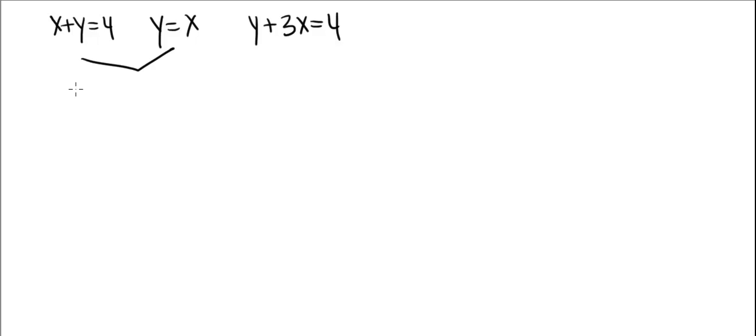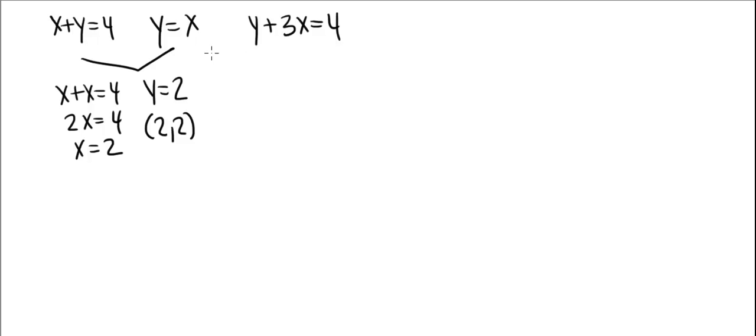We're going to replace y with x in the first line, so x plus x becomes 4. 2x equals 4, and that means x equals 2. Plugging back into the second line or the first line, 2 for x, y also equals 2. So we have a point of intersection that is (2, 2). The second line and the third line, we do the same thing.